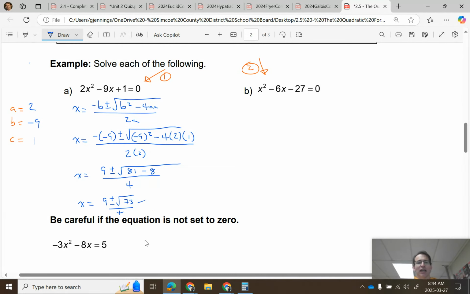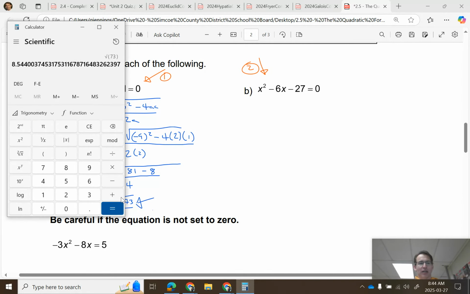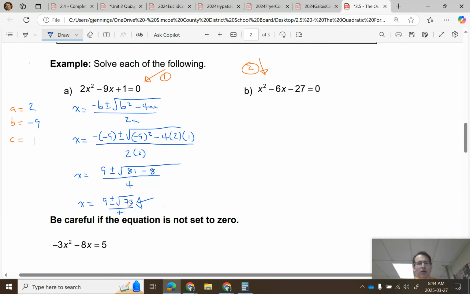You can leave it like this. That is the exact value, and that is useful as an answer in math. If it was physics class, you better give a decimal approximation, so we better evaluate it. 9 plus the square root of 73, equals this, divide by 2, equals 8.77. So we're going to go 8.8.